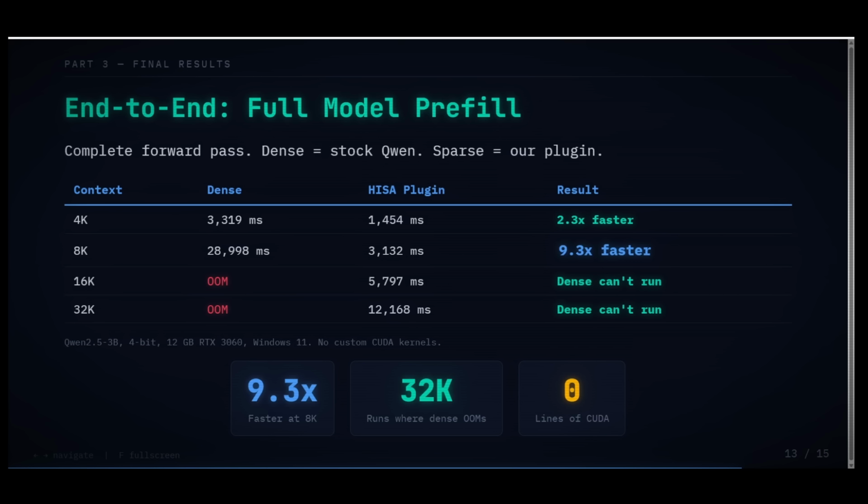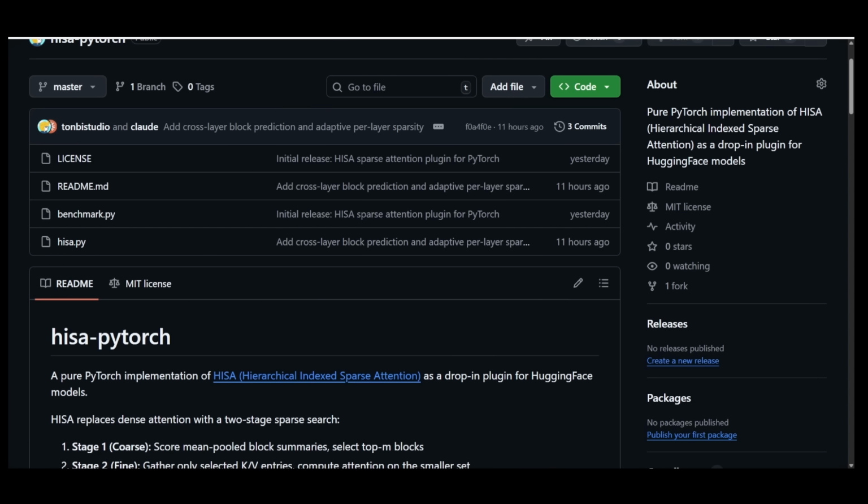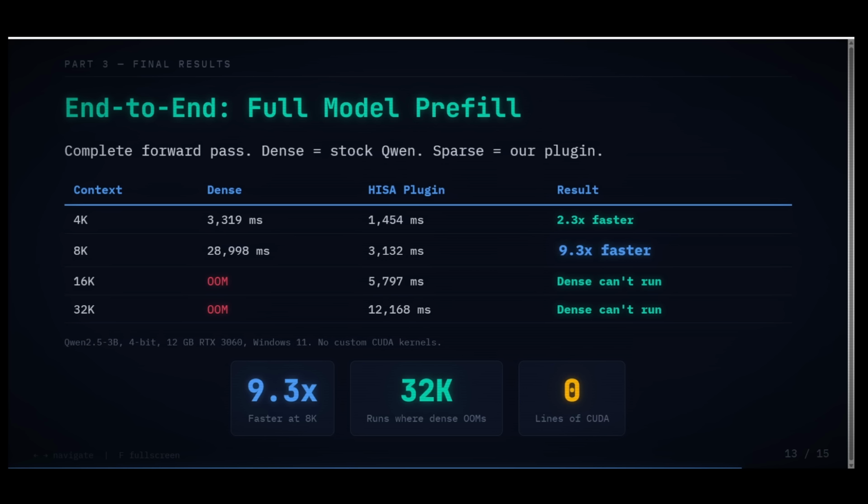So while the plugin itself is pretty buggy and needs a lot of work, I was able to get some results from it. So this is a complete model forward pass, not just the attention selection, the entire thing, including projections, feed forward layers, everything. And this is on the Qwen 2.5 model I was talking about, the 3 billion parameter. And the dense just means the stock version, the baseline, what it came with. And the HISA plugin is what we built. You can see at 4,000 context, it was 2.3 times faster. And at 8,000 context, it was 9.3 times faster.